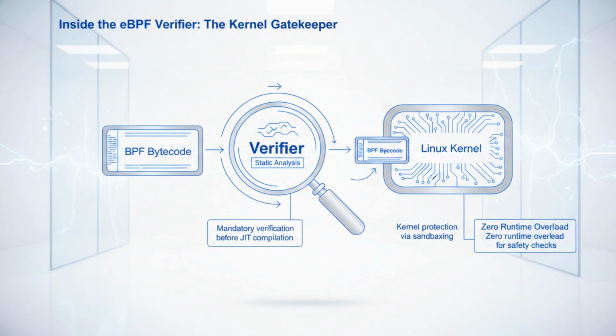Unlike traditional kernel modules that can bring down a whole server, eBPF programs are scrutinized to guarantee they follow strict safety properties. Today, we will explore the mechanisms, from control flow graphs to register tracking, that make this security possible without the overhead of a virtual machine.